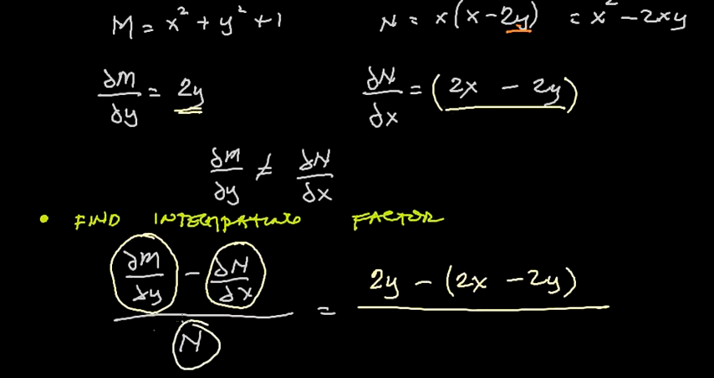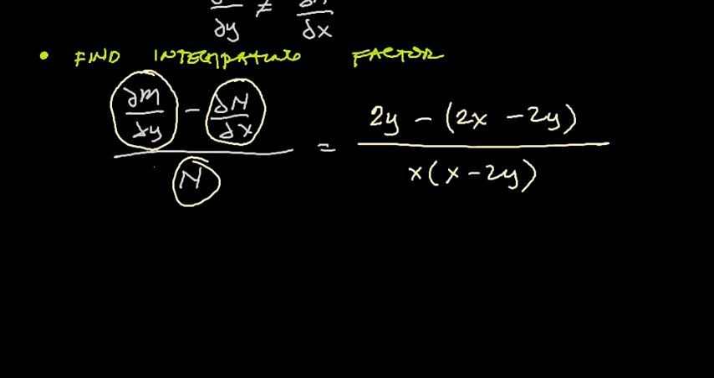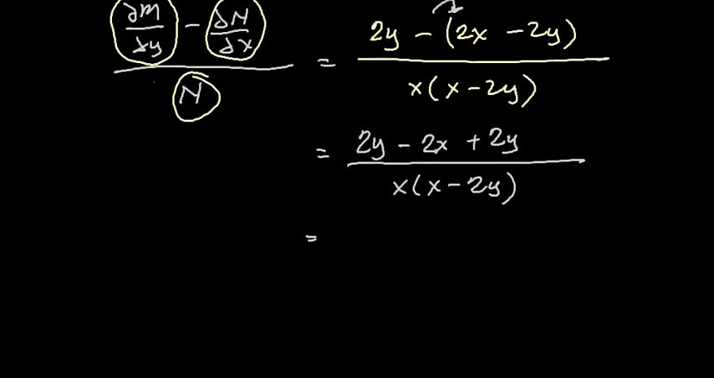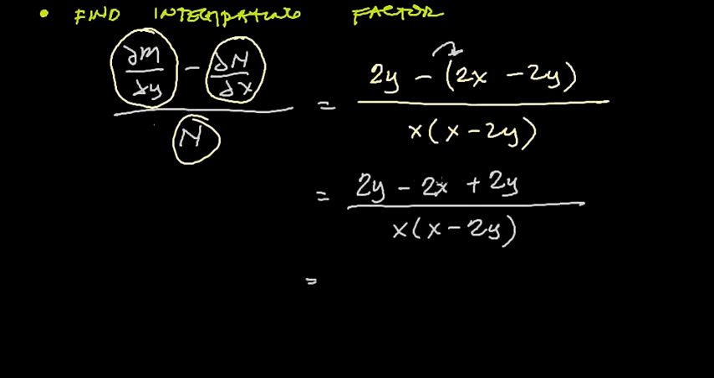Our n, this part, so we have x minus 2y. Okay, and by doing that, let's simplify first. We have 2y, then distribute the negative sign. We have 2x minus, plus 2y all over x times x minus 2y. Doing it further, we can combine the y's here. So we have 2 plus 2, we have 4y, and then minus 2x all over x times x minus 2y here.